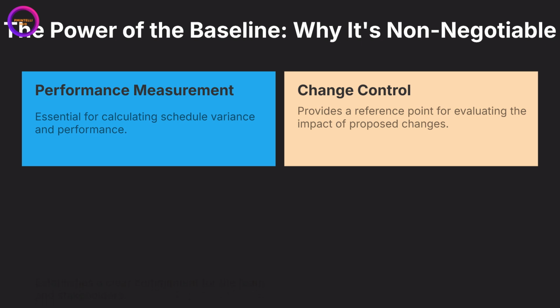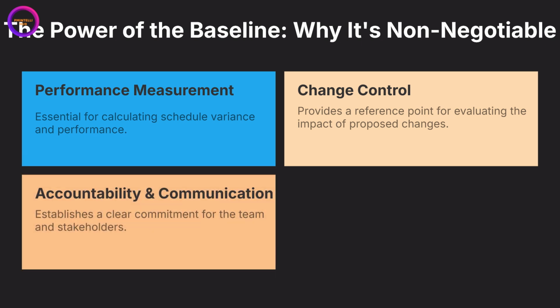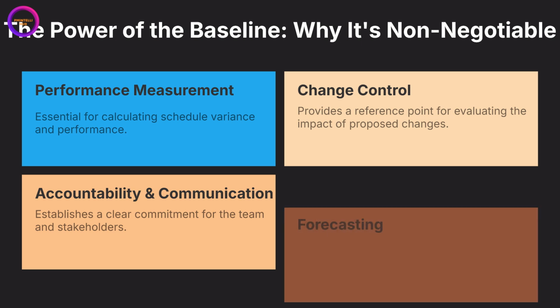Third, it drives accountability and communication. When the baseline is formally approved, it becomes a clear commitment for both the project team and the stakeholders. It sets clear expectations for who is delivering what and by when. This creates accountability. It also serves as the single source of truth for communication, ensuring everyone is working from the same plan and schedule.